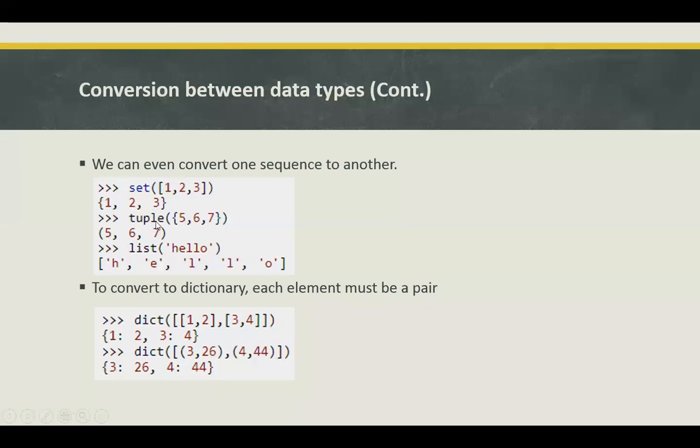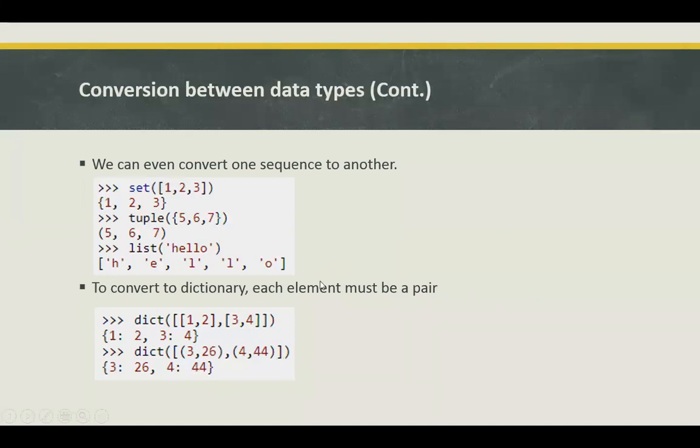For example, for the tuple, we are giving a set of values 5, 6, 7 into tuple. So tuple converts this set into a tuple: 5, 6, 7. As we have discussed earlier, a tuple has a rounded bracket. List of 'hello' is converted into a list, right?